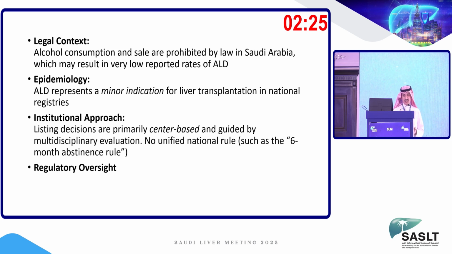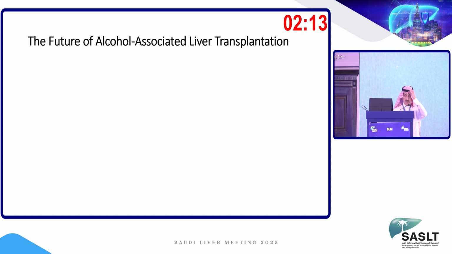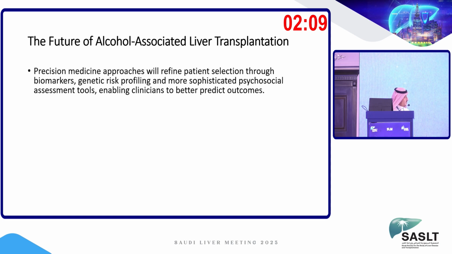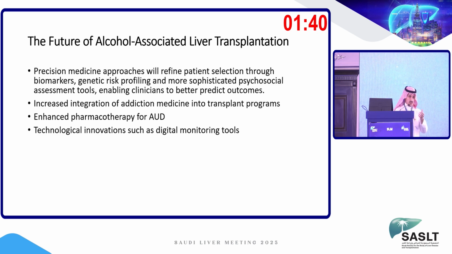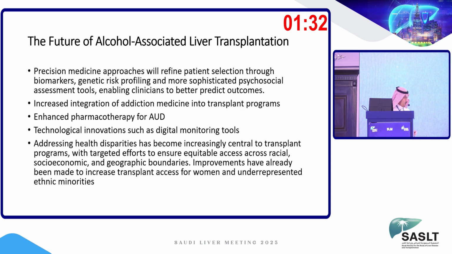I don't know how many patients in the whole country have undergone transplantation for alcohol, what the relapse rate is, or what the survival outcome is for such patients, because this is very important when we discuss with our patients and their relatives. So what's the future for alcohol-associated liver disease and transplantation? With advancement nowadays, especially in precision medicine, hopefully we'll have more accurate biomarkers and genetic profiling that will predict who is going to have a better outcome. We also need more effort from higher administration, the Ministry of Health and other organizations, to integrate addiction medicine into the transplant programs and enhance pharmacotherapy for alcohol use disorders. And yesterday we were talking about how we can best utilize AI and digital platforms in remote monitoring of our patients. Hopefully this will also eliminate healthcare disparities in our region.